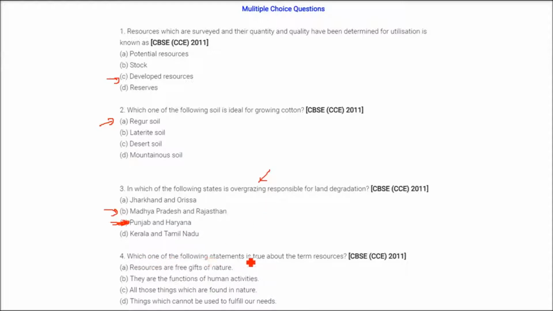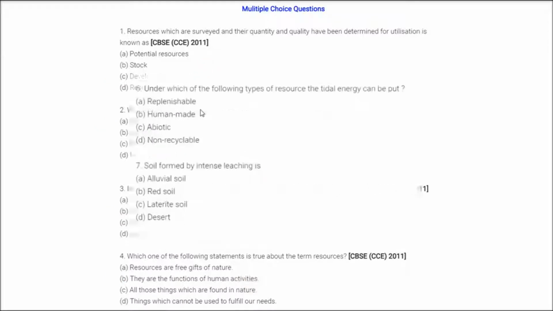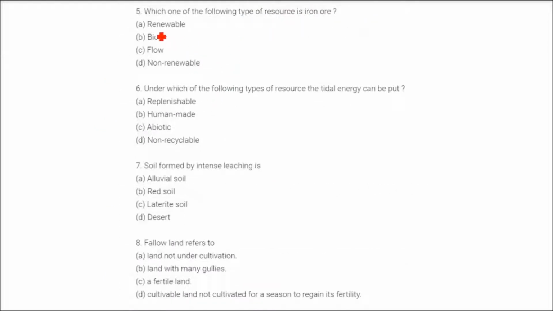Which one of the following statements is true about the term resources? The answer is, they are the functions of human activities. Which one of the following type of resource is iron ore? The answer is non-renewable resource. It is non-renewable resource.